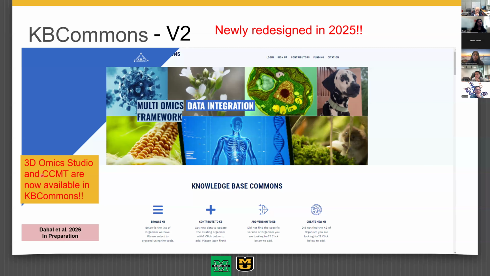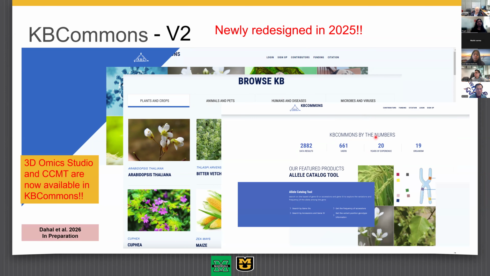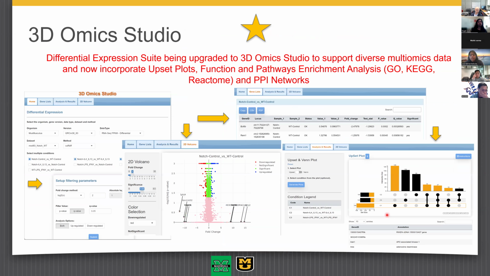The 2 new tools that I'm going to mention after this are coming to KB Commons, which were not part of the earlier published manuscripts. So these are new developments that will be incorporated in our new manuscript as it goes out. You can see here again, you can go browse depending on what plants, diseases, microbes you're interested in. We also focus on some of the tools that we develop, which we continuously keep doing.